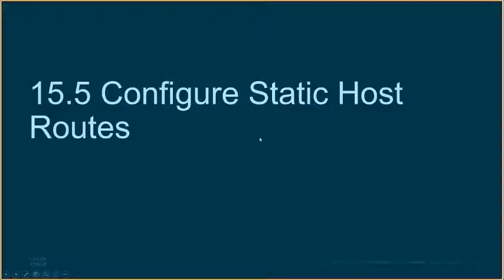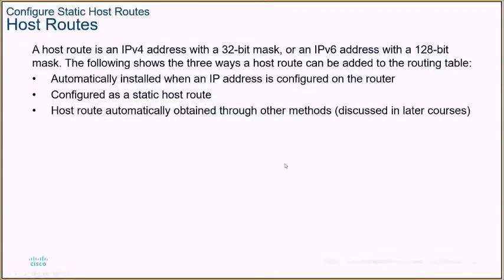Okay, now you can also do host routes. Now a host route is an IPv4 address with a 32-bit mask or an IPv6 address with a 128-bit mask. The following shows the 3 ways a host route can be added to a routing table. So, of course, we actually get a host route every time we define an IP address on an interface. And so that's that L entry. That is actually a host route. It's configured as a static host route or a host route automatically obtained through other methods. But we won't talk about that any further.